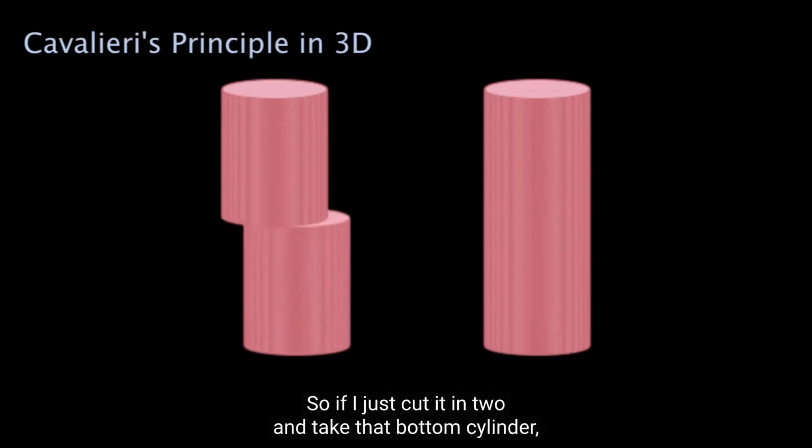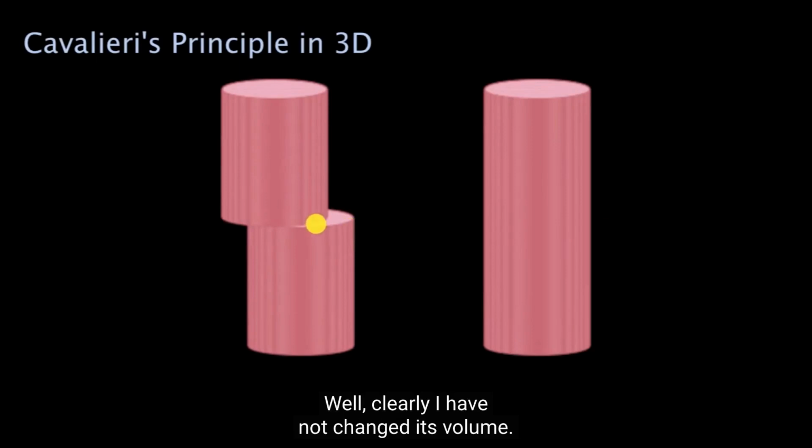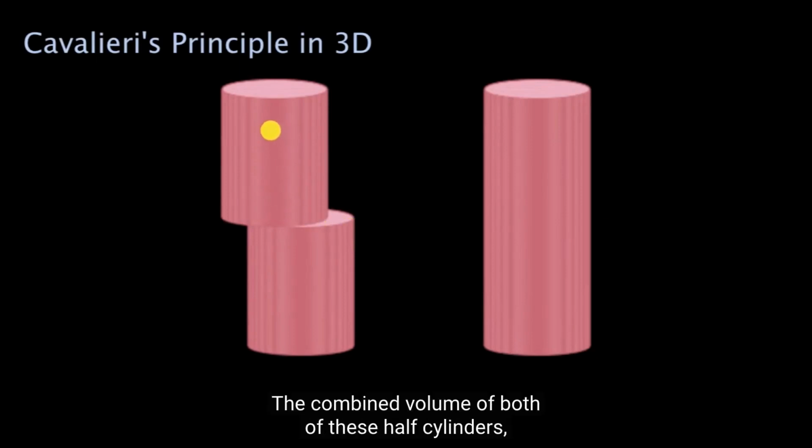So if I just cut it in two and take that bottom half and shift it a bit, have I changed its volume? Well, clearly I have not changed its volume. I still have the same volume. The combined volume of both of these half cylinders, I could say, is equal to the original cylinder.